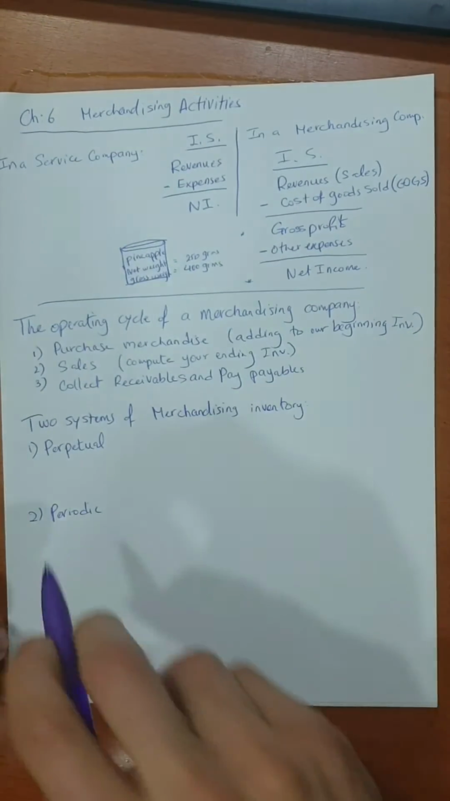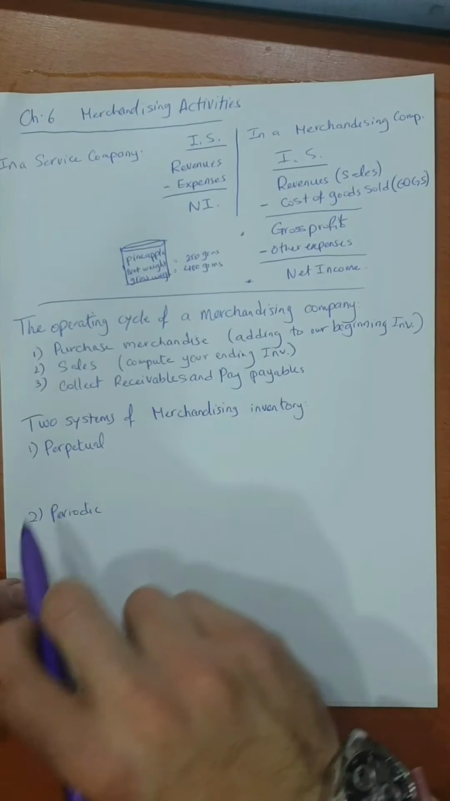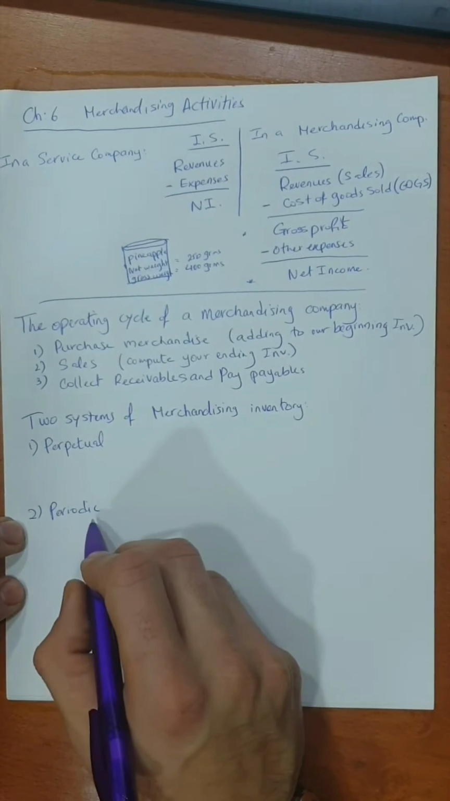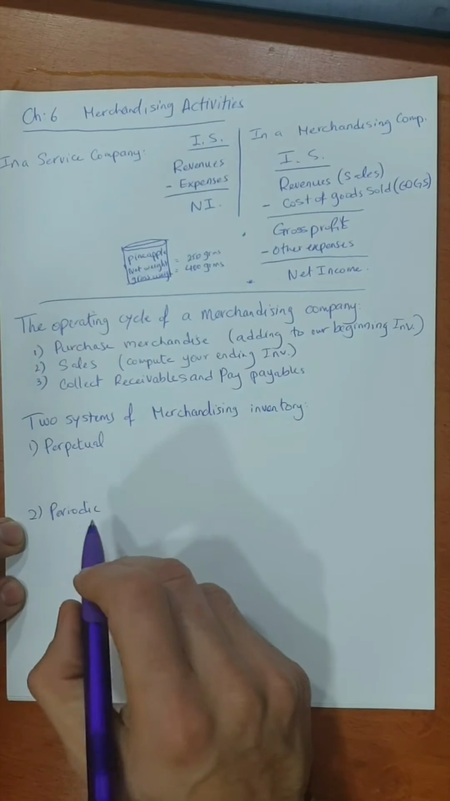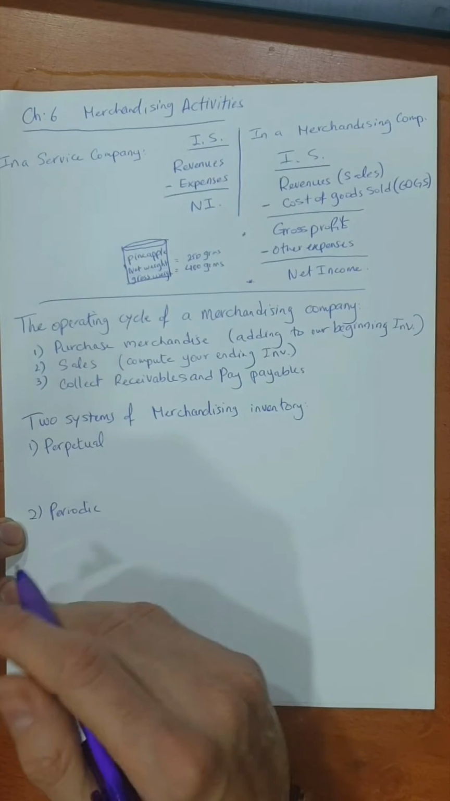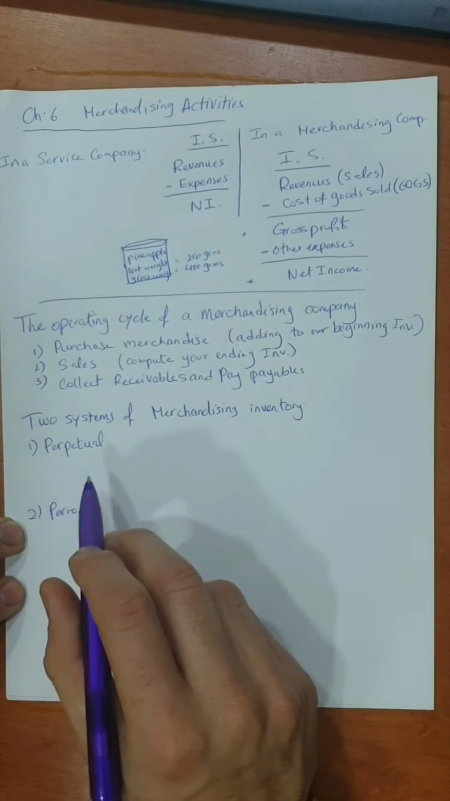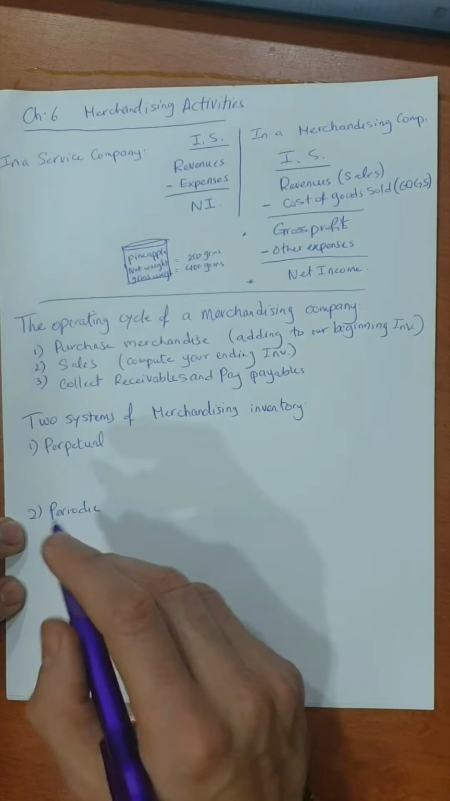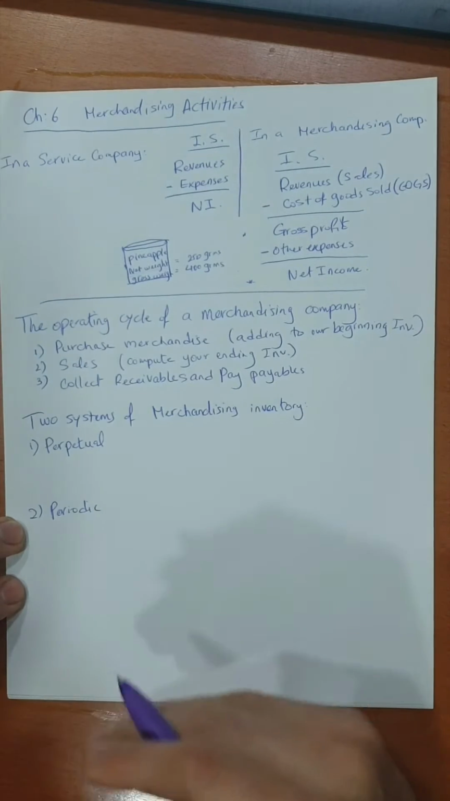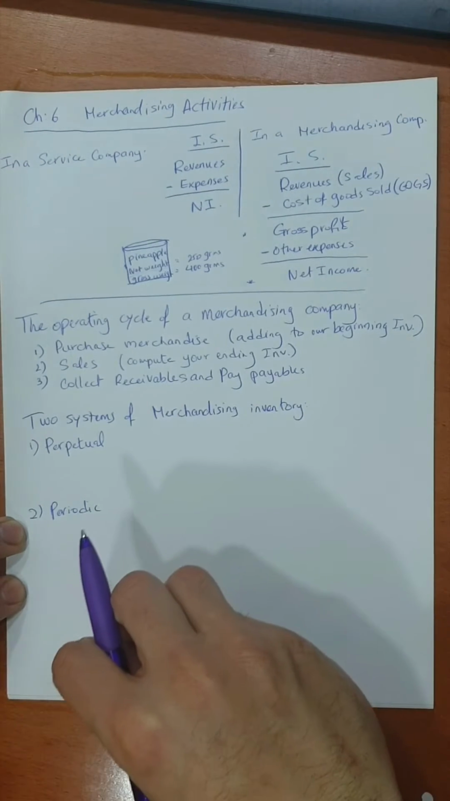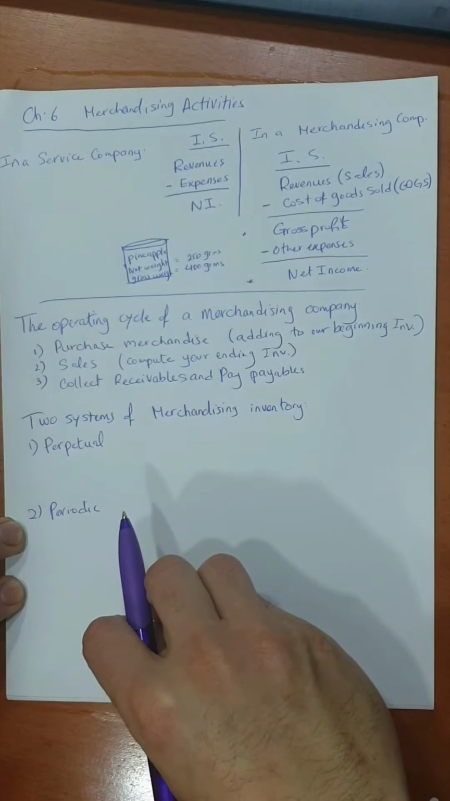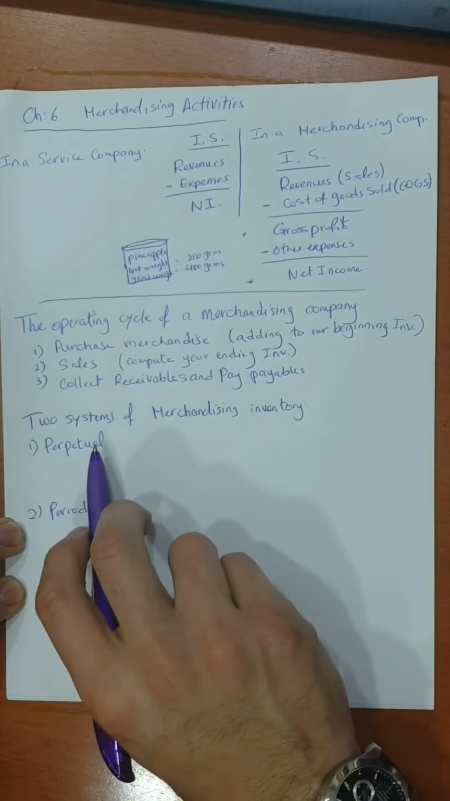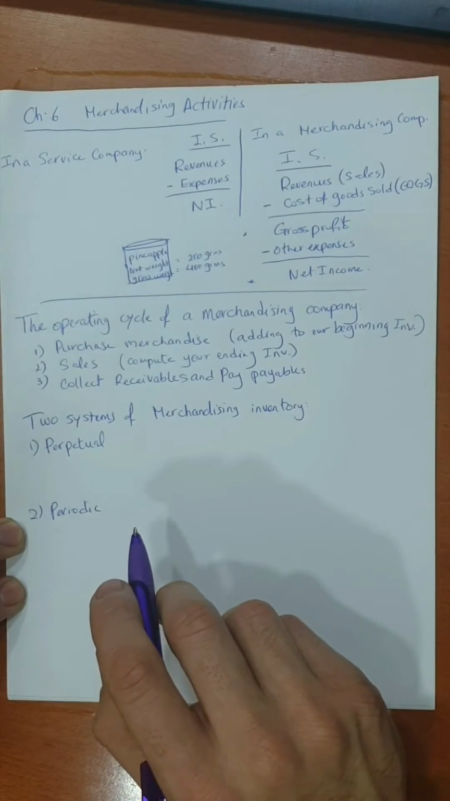Now, nowadays, due to technological advancement, almost none of the big businesses use the periodic. But to appreciate the importance of the perpetual system, you need to understand the periodic system. So we always learn history in order to assess our current state and our future. So we are learning the periodic in order to appreciate the importance of the perpetual system.